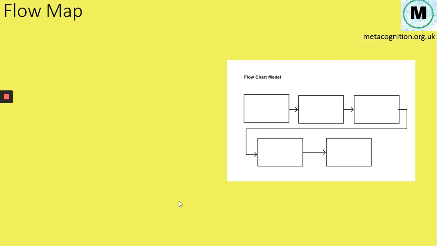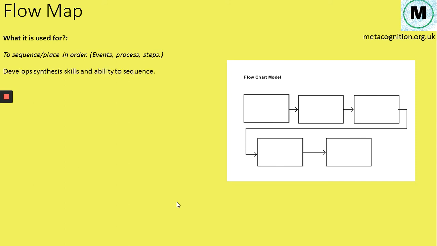Right then, the next one is a flow map, and this is a lot more straightforward. It's used for sequencing or placing in order. So it might be the sequencing of a book, it might be producing instructions, or it might be the stages you've got to go through to use a strategy. So in maths, it might be do this, do this, do this, do this, answer. Whatever it might be, it's all about sequencing and processing.